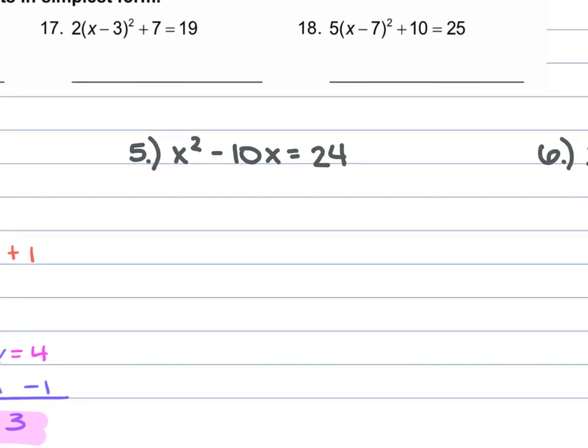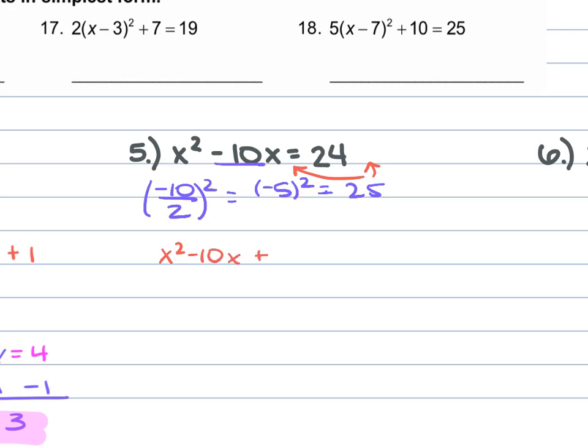For 5, we have x squared minus 10x is equal to 24, so our b is negative 10. So negative 10 over 2 squared is going to be negative 5 squared, which is 25. And we're going to add the 25 to the 24 and the x squared minus 10x to get x squared minus 10x plus 25 is equal to 24 plus 25. So this is going to factor out to be x minus 5 squared and add to be 49.